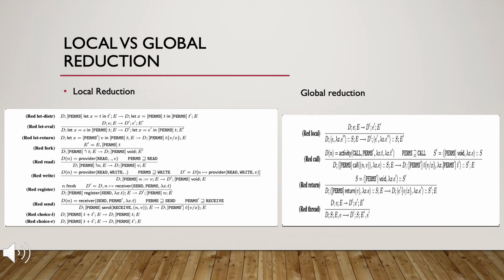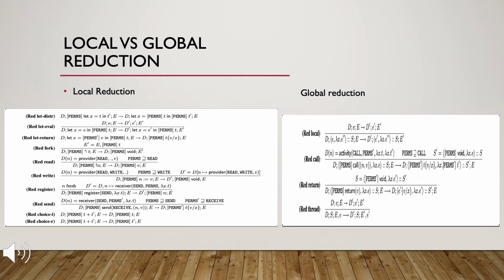On the left-hand side, we are given local reductions. We are given functions and expressions that will describe these local reductions. We are given a let distribution, let evaluation, return, fork, read and write, and then register. These are extremely important, considering how register will always let us register where the user is currently in. Read will be able to, of course, read, and write will be able to write.